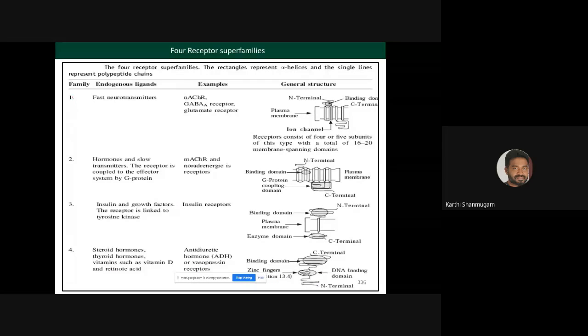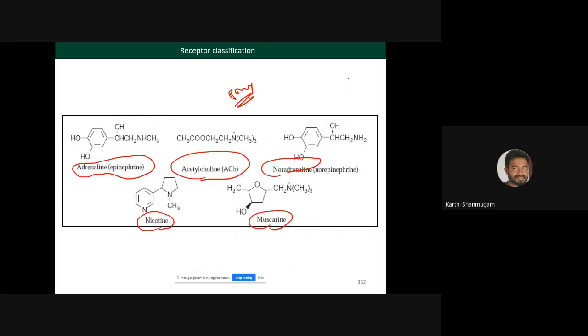So we can classify the receptors into four superfamilies. Superfamily type 1 is called neurotransmitter-gated. The endogenous ligand molecule is a neurotransmitter. All the ion channels come under superfamily type 1. Examples of fast neurotransmitter receptors are nAChR, GABA receptor, glutamate receptor. These are some of the receptors which come under superfamily type 1, and the endogenous ligand molecule for this superfamily is a fast neurotransmitter. Almost all the ligand molecules I'm showing here are examples of fast neurotransmitters.